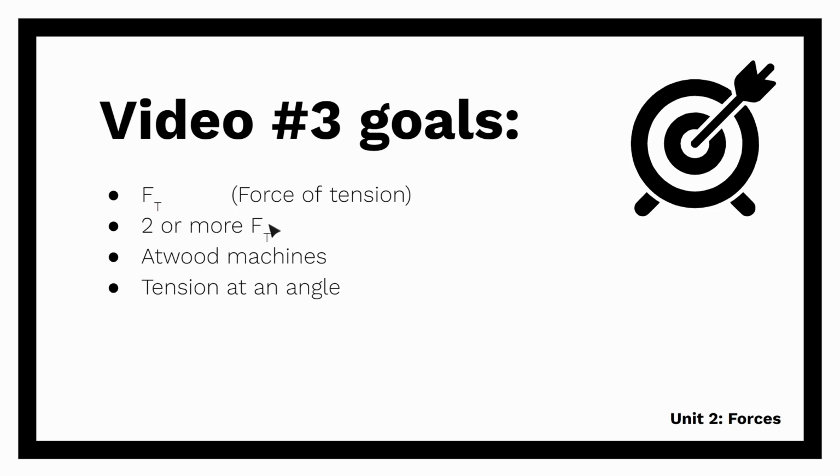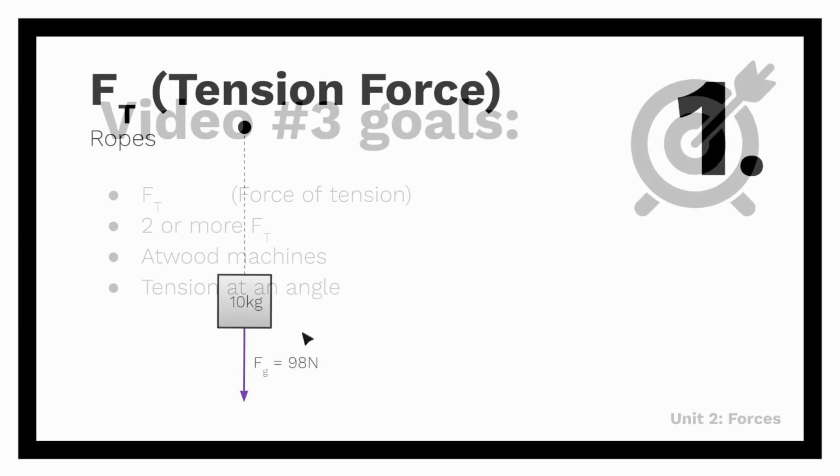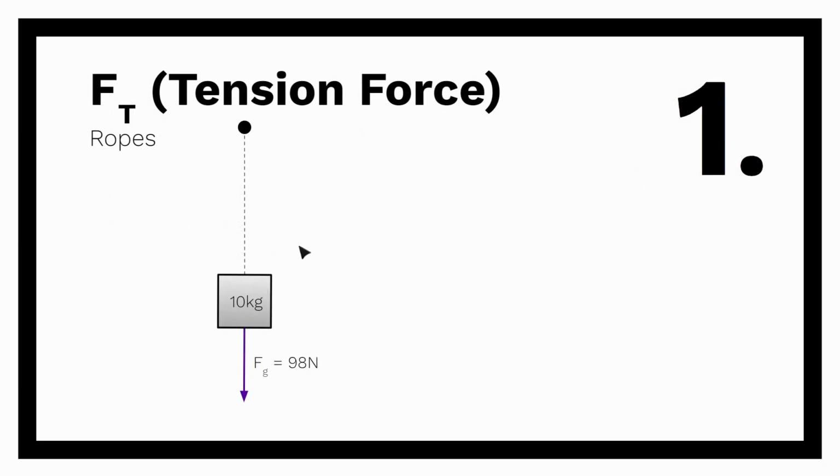start to look at what to do with two or more forces of tension, and then Atwood machines, which kind of take tension in a new direction a little bit. And then we're going to work on tension at an angle, which is a lot more complicated. So starting off with number 1, tension has to do with ropes.